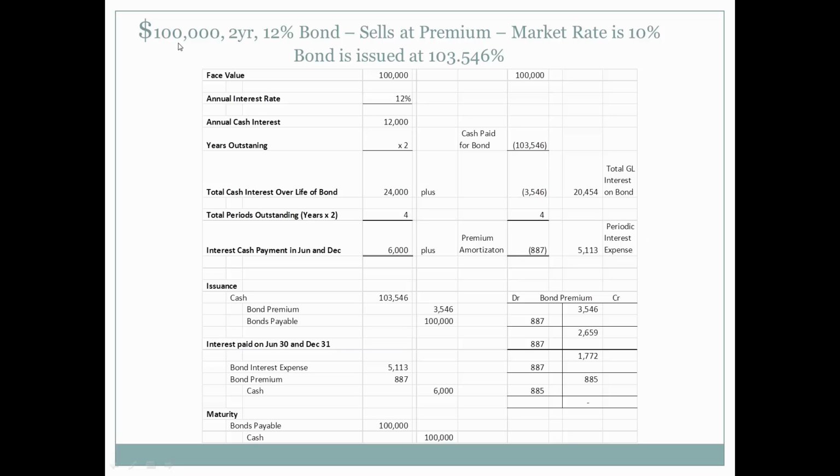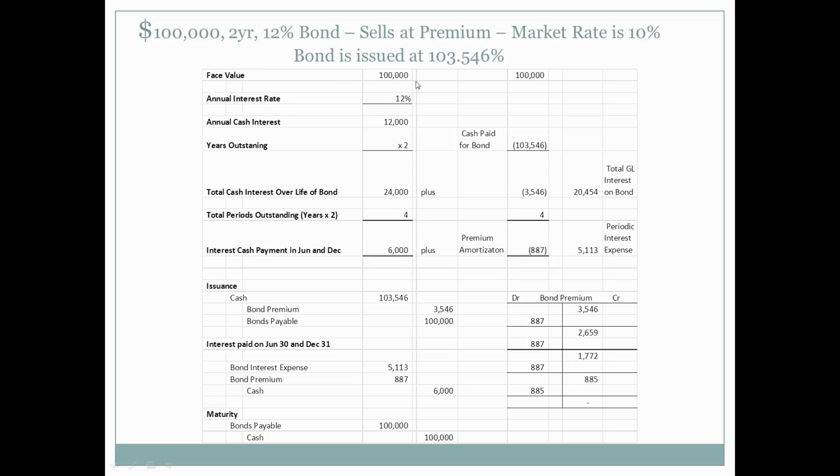Now, let's look at a $100,000 2-year 12% bond. The bond is selling at a premium. The market rate is 10%. This means the bond is issued at 103.546%. Now, we're going to use the same format for each individual calculation, whether it's a premium or a discount, and it will help you accumulate all of the information that you will need for total general ledger interest on the bond, periodic interest expense, the cash payment, the premium amortization. It will give you all of the information.